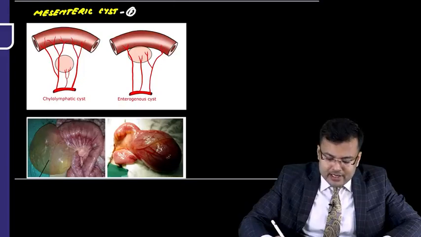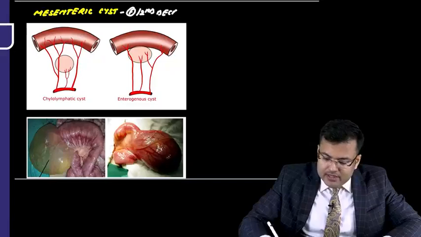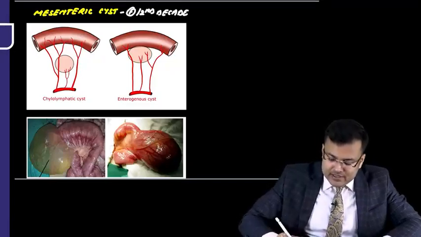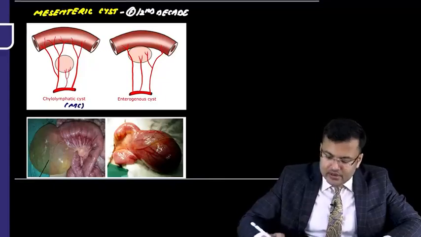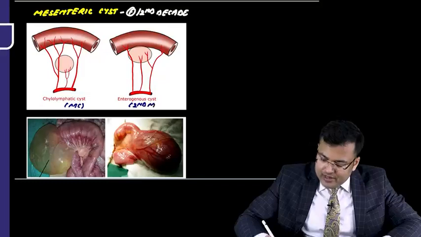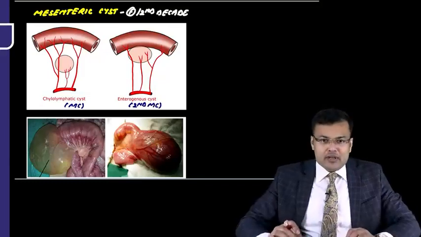And in which particular decade is it seen? It is seen in the second decade. So it is more common in females, seen in the second decade. What is the most common type? It is chylolymphatic cyst. This is most common. And the second most common type is enterogenous.